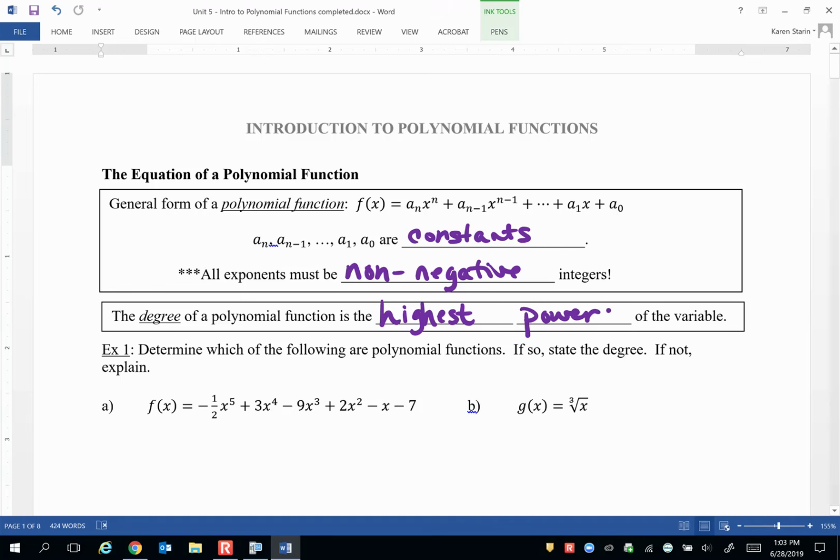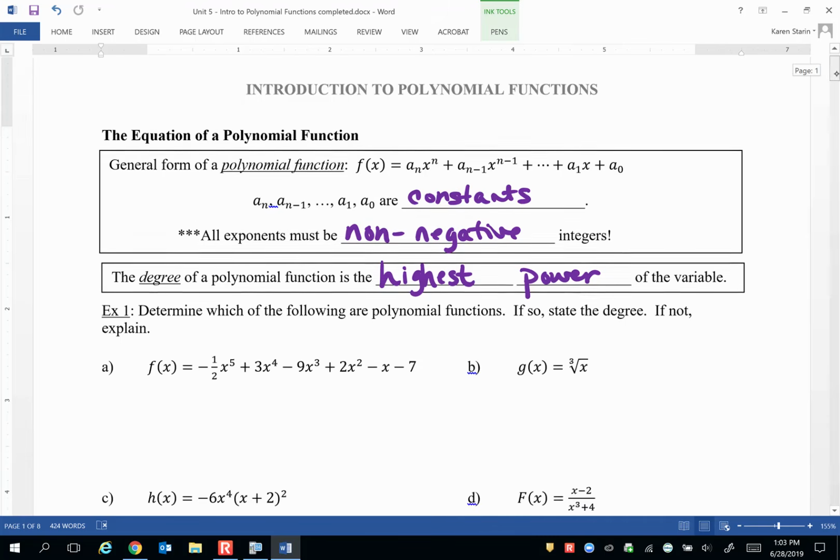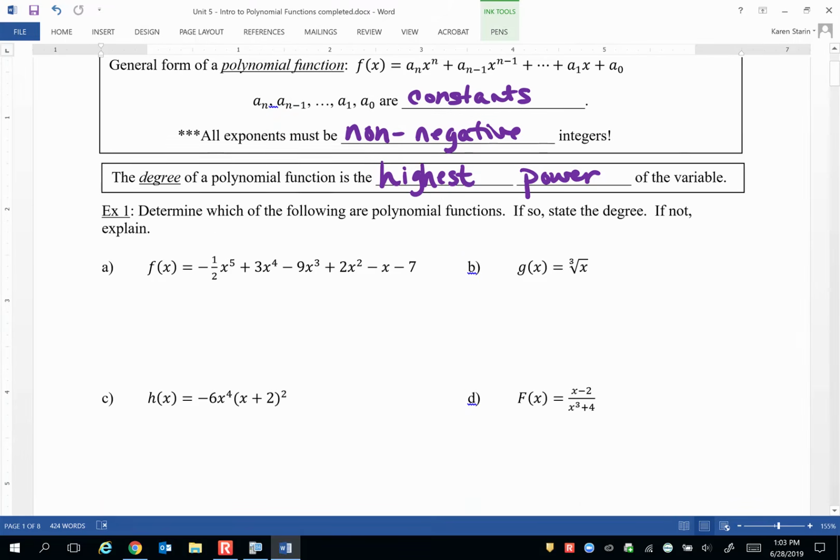Let's look at some examples to determine whether or not these functions are polynomial functions. So in example 1, we have several parts. Determine which of the following are polynomial functions. If so, state the degree. If not, explain why not.